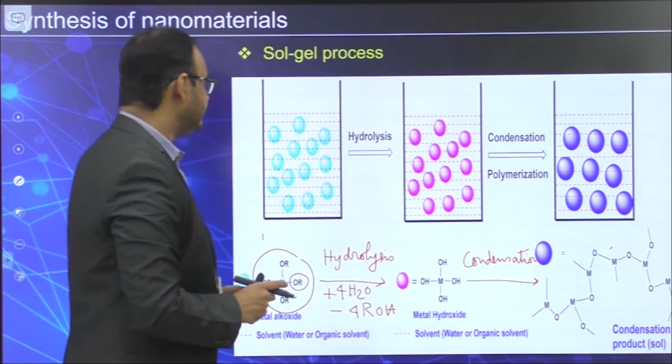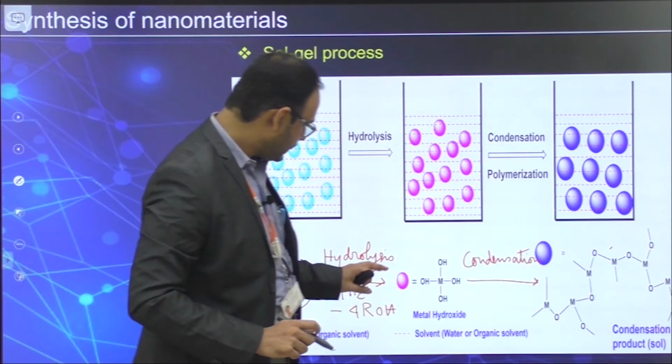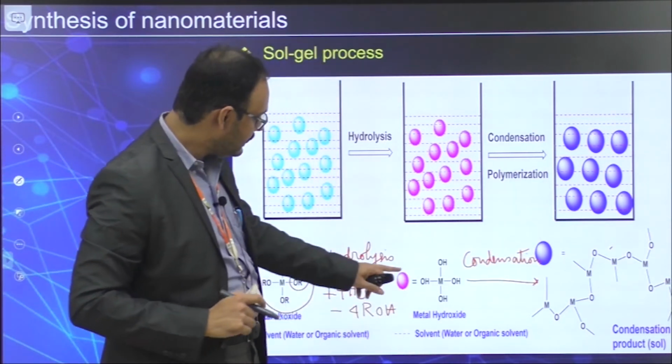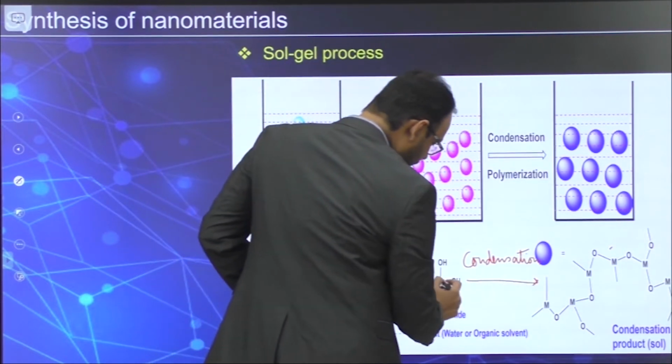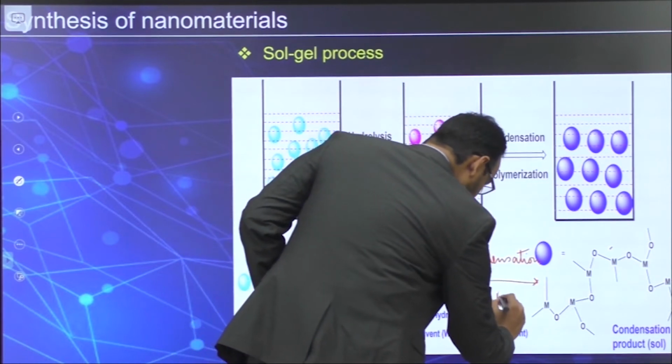Okay, so now eventually what is going to happen? Just take any one example. So this is how this particular linkage, let's say this is M1 and you have another one.